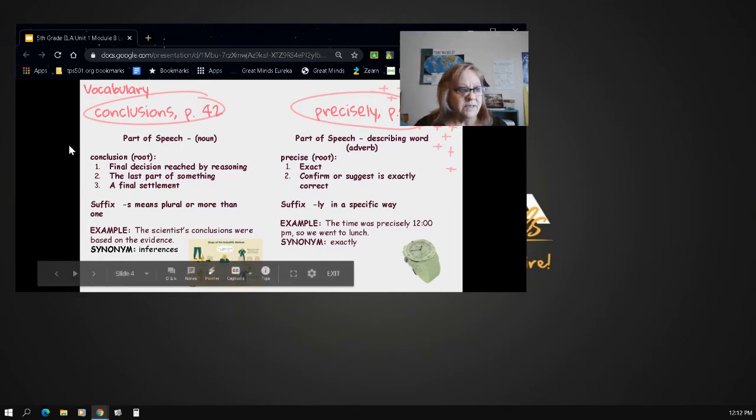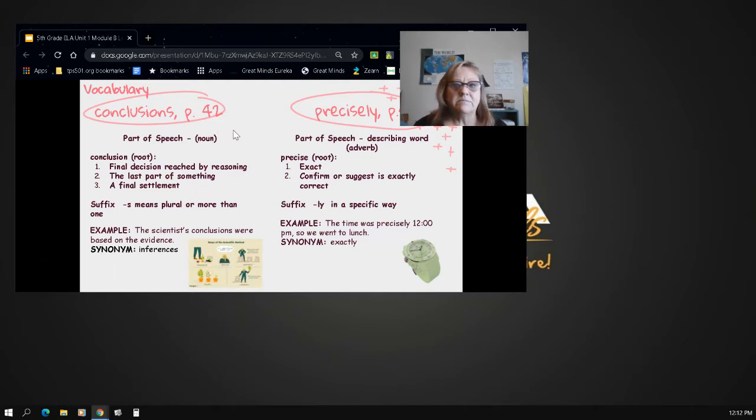Our first word is conclusions. It will be on page 42 of our text. The part of speech is a noun. It's not a person. It's not a place. It's not even a thing. It's more like an idea. The root is conclusion, and that is a final decision reached by reasoning, the last part of something, or a final settlement. We're going to have to figure out which way it's going to be used in the text.